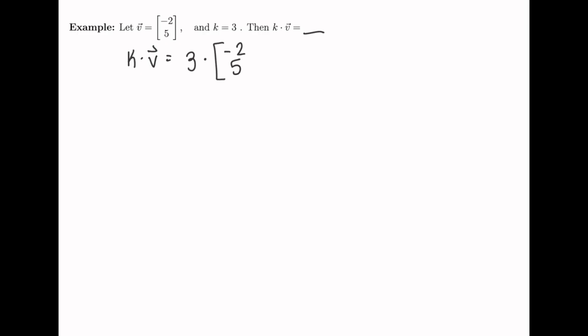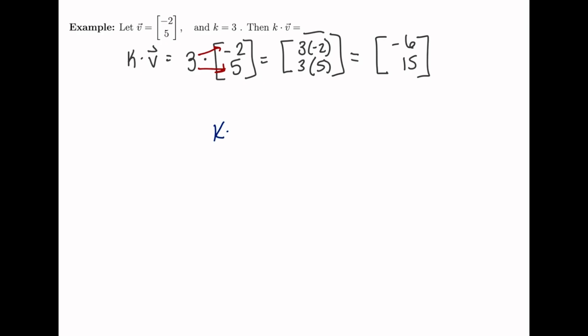Here we are. Now, what this 3 is going to do, it's actually going to distribute its multiplication. So the 3 is going to distribute and multiply by -2. It will also distribute and multiply 5. So this will turn into a vector 3 times -2 and 3 times 5. Working this out algebraically, we get -6, 15. Therefore, k times vector v is equal to -6, 15. And that's it. All right, and we've made it to our very last problem.